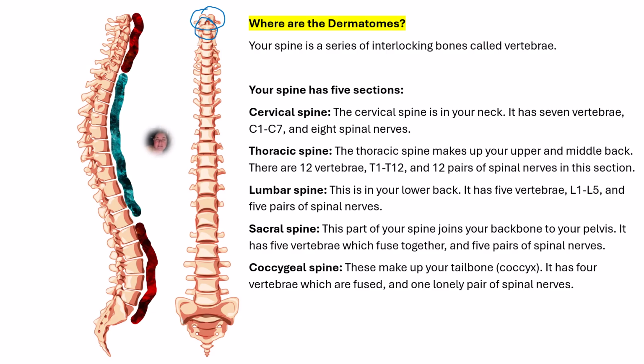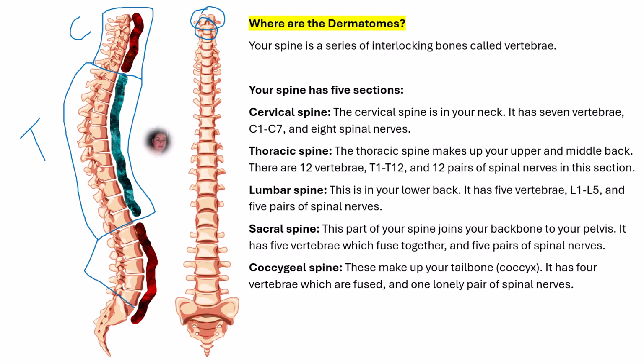Your thoracic spine is next. That makes up your upper and middle back. There are 12 vertebrae here. They are labeled T1 through T12, and these are paired with exactly 12 pairs of spinal nerves as well. The lumbar spine, this is in your lower back. It has 5 vertebrae labeled L1 through L5, and these also have a matching 5 pairs of spinal nerves.